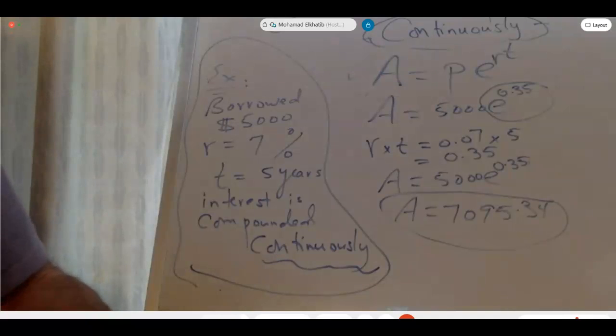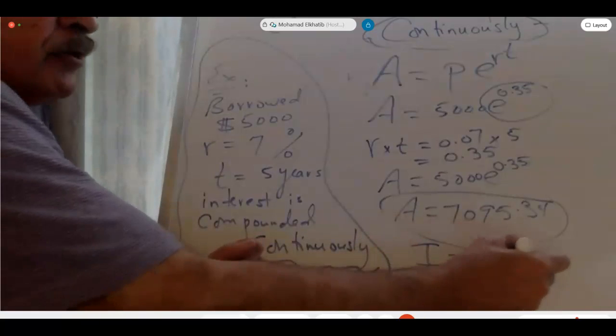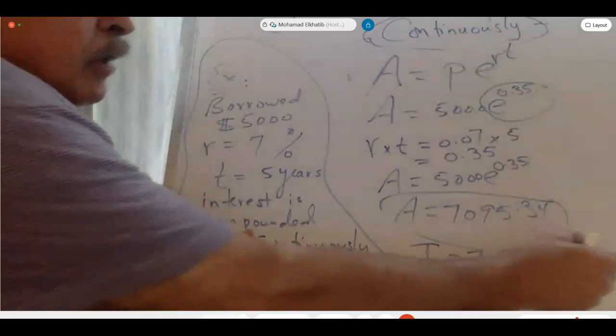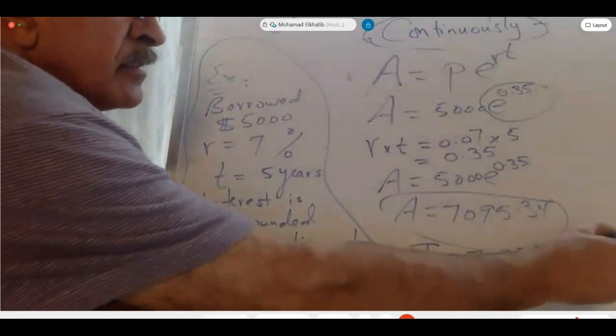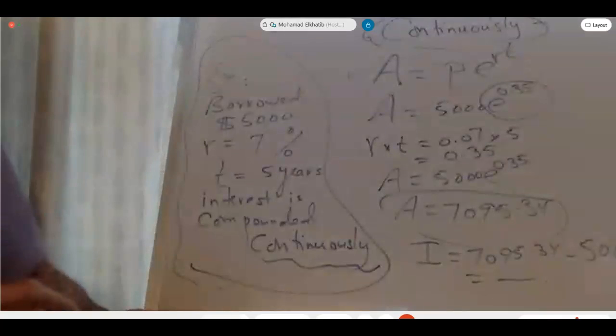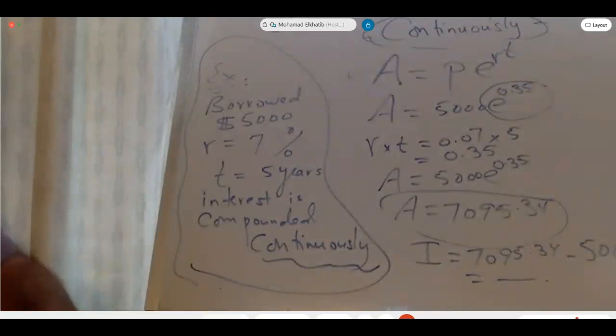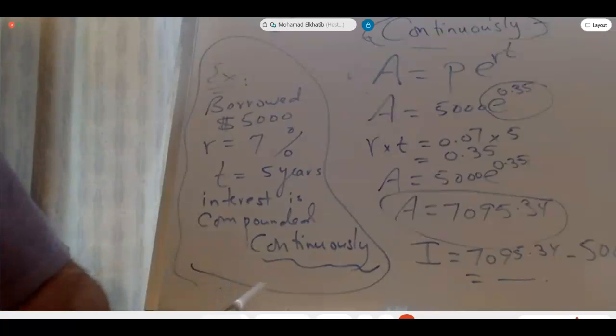And I'm done. If I want to find the interest, then I subtract the amount due minus how much I borrowed, which is 5,000. The answer to that will give me the interest. Okay? So go ahead and copy it, and I will show you one more here when everybody's ready. All right? So go ahead and copy it, class. And I'll show you one more example where the interest is compounded continuously.